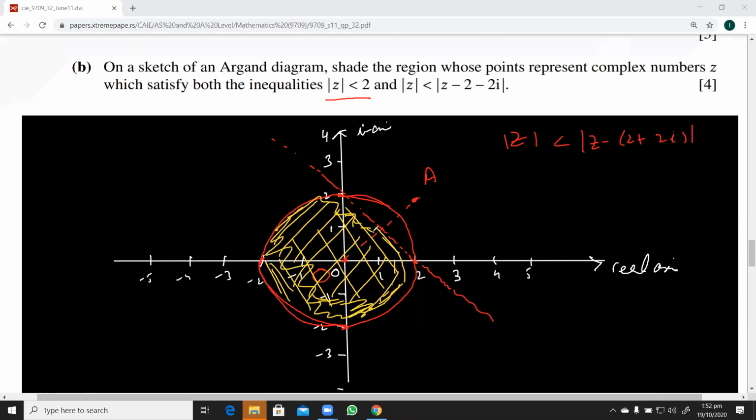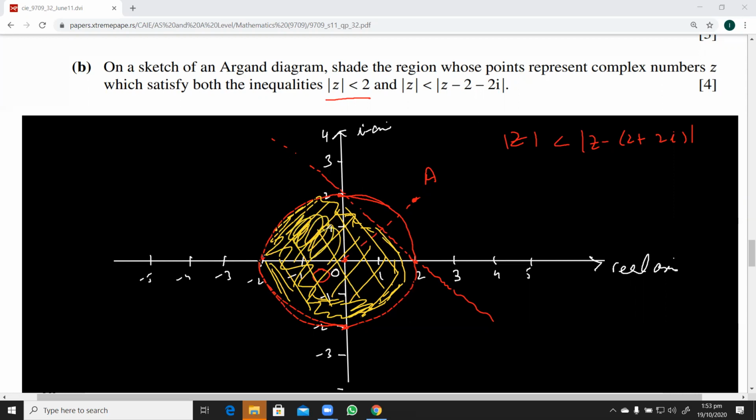Okay. I have to do one thing over here, that I need to keep the boundaries dotted, okay? Because there is no equal mark over here, okay? So you keep the boundaries dotted.